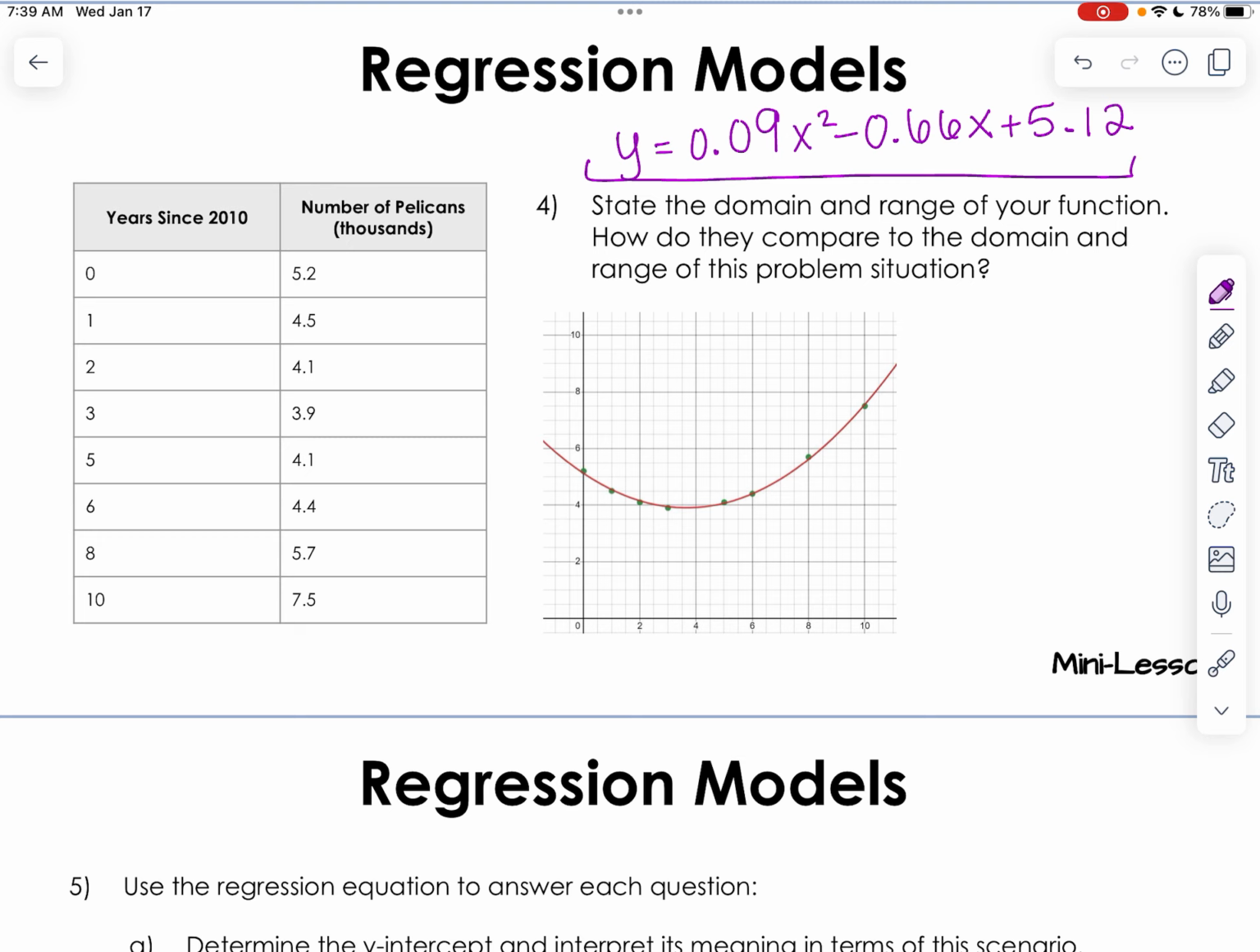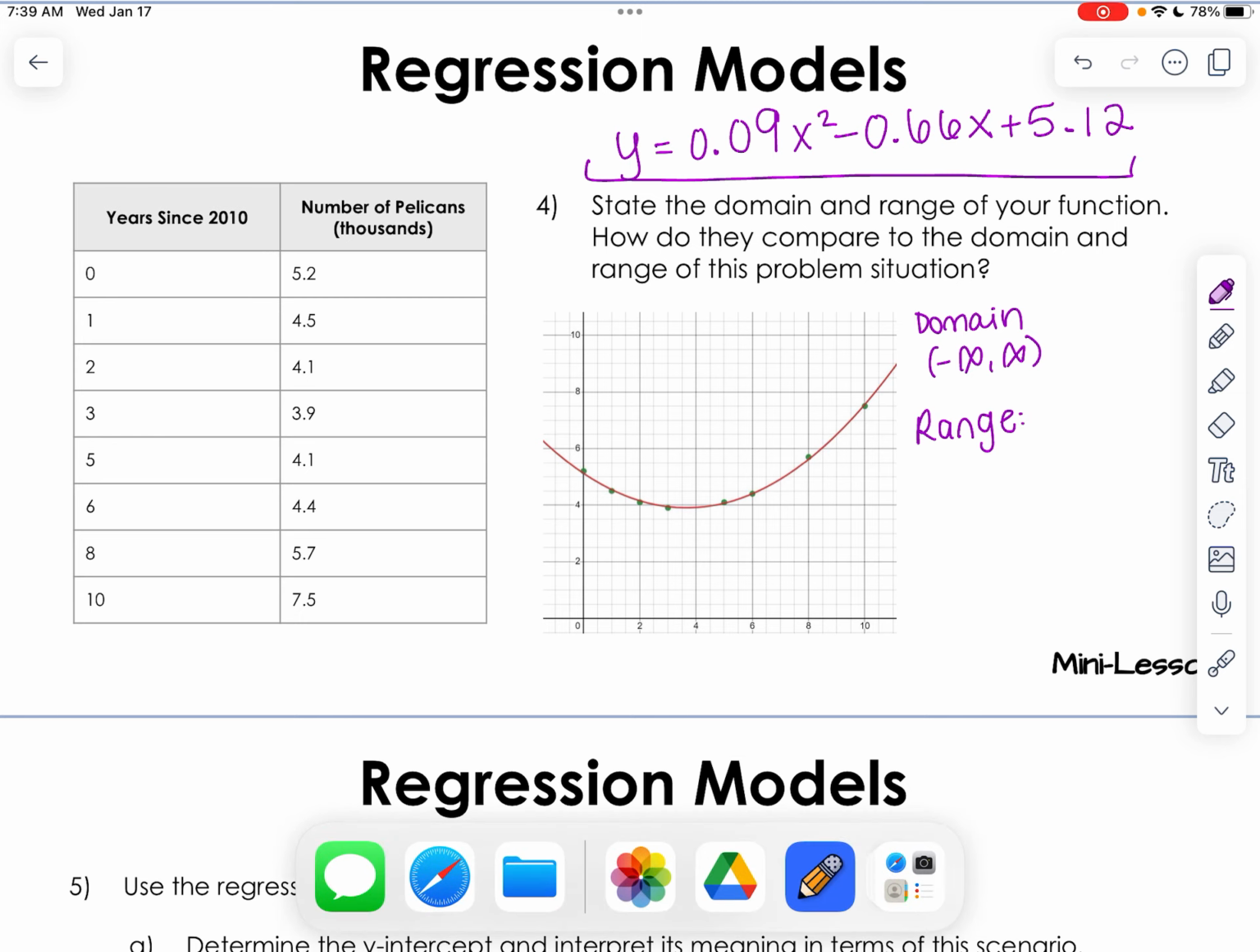Now, question 4 says, state the domain and range of your function. How do they compare to the domain and range of this problem situation? Well, for a general quadratic function, the domain is all real numbers. So that means from negative infinity to infinity. The range for this, now it's going to actually be helpful to go back to Desmos to see the exact range.